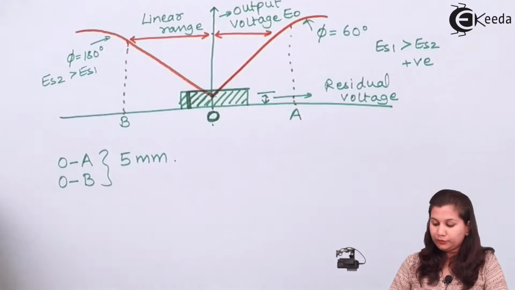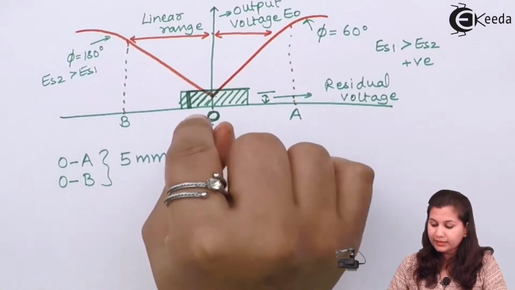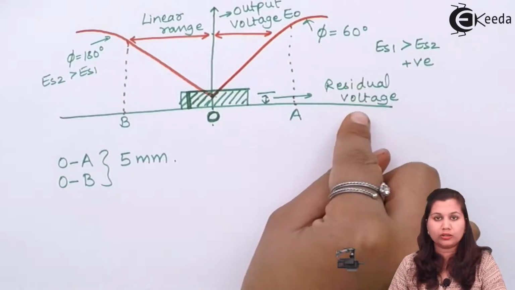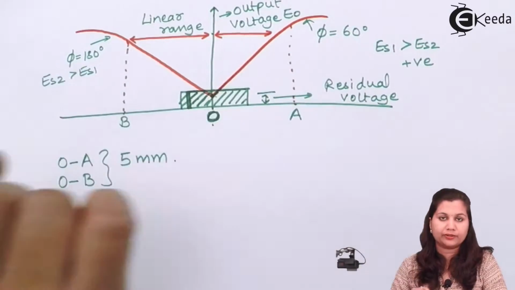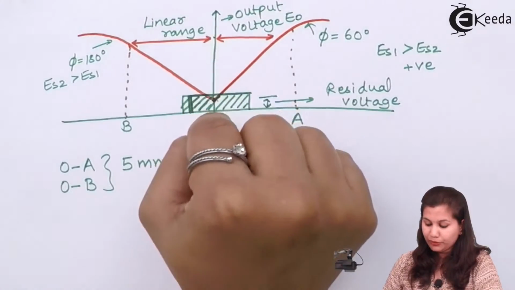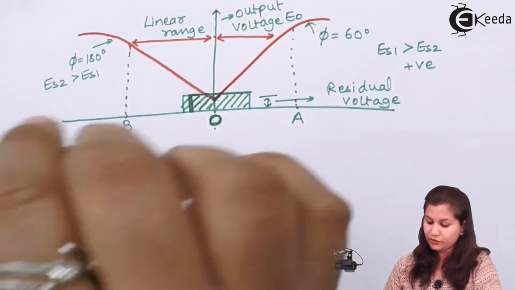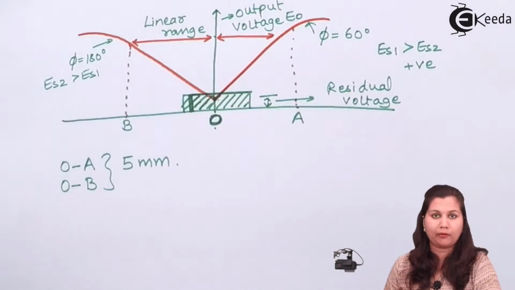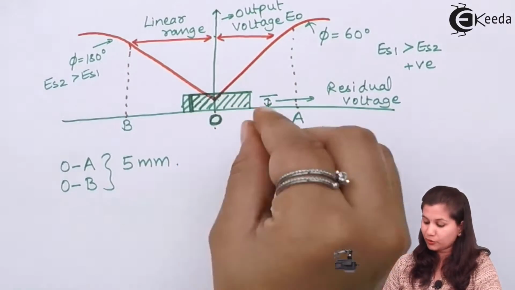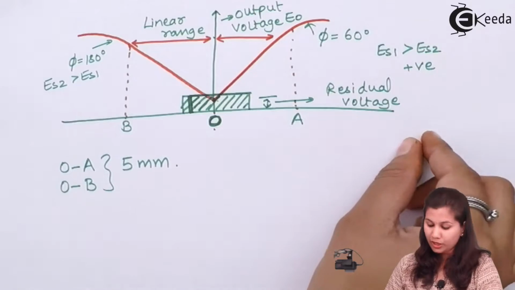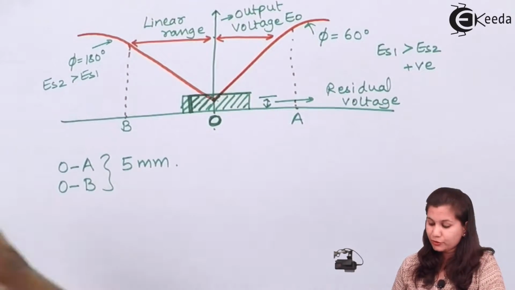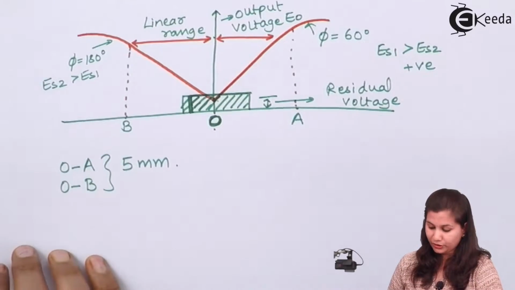Now, at this 0 position, you can see that some voltage is present, which is called the residual voltage. Ideally at the null position, the output voltage should be 0, but there is a small amount of voltage present, which is called the residual voltage. Now what are the factors due to which this residual voltage appears?